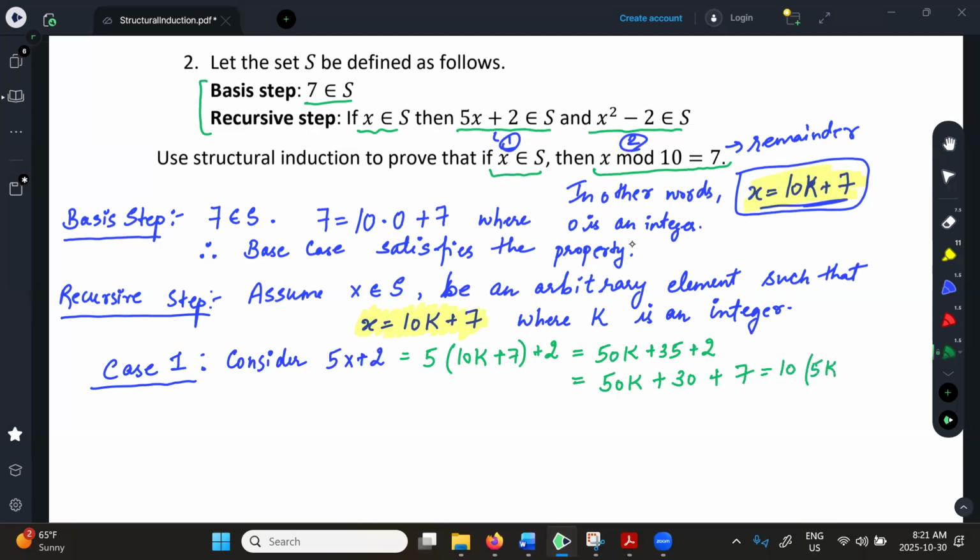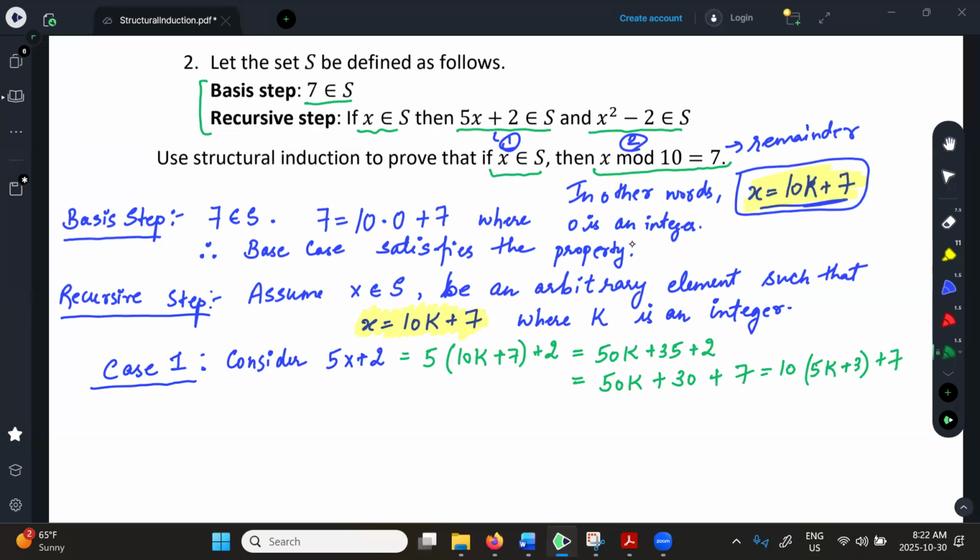So I got 5k plus 3 plus 7, right? And this is something I expect you to show in the proof. How you're breaking up your integers, how did you get the 10 common? But this makes sense, right? I started with 5x plus 2. I replaced the x with the highlighted part because that's our assumption. And then I manipulated somehow.